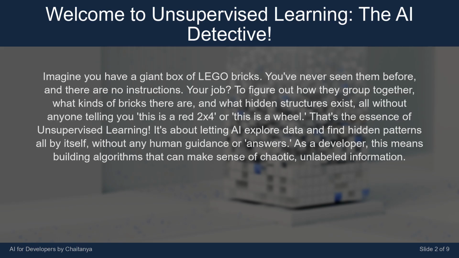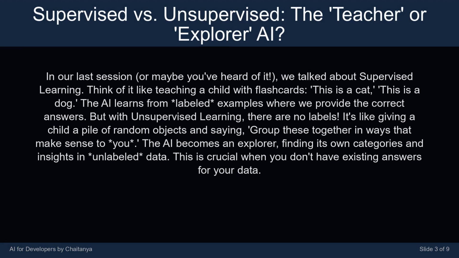As a developer, this means building algorithms that can make sense of chaotic, unlabeled information. In our last session, or maybe you've heard of it, we talked about supervised learning. Think of it like teaching a child with flashcards. This is a cat, this is a dog. The AI learns from labeled examples where we provide the correct answers.